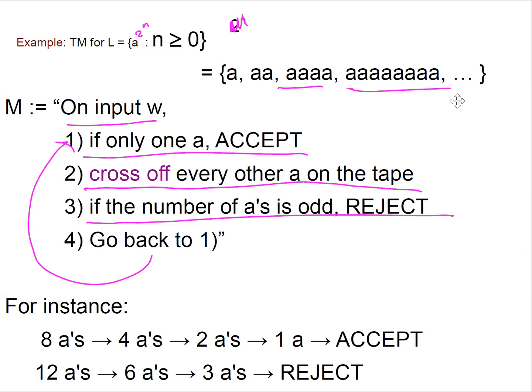So this is just saying that if the length is a power of 2, if you divide by 2 each time, you should always have an even remainder. Okay? So for example, if you start with 8 A's, you're going to go to 4 A's, then 2 A's, then 1 A, and then you're going to accept. If you start with 12 A's, you will go to 6 A's, 3 A's, and then this thing is odd, and you reject.